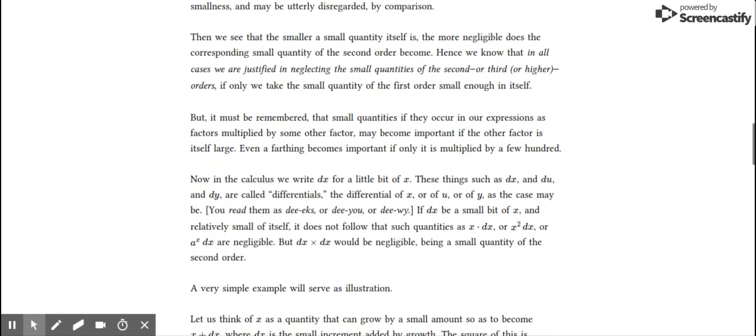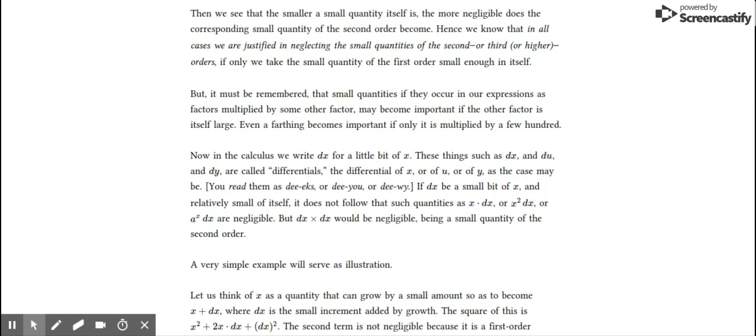Then we see that the smaller a small quantity itself is, the more negligible does the corresponding small quantity of the second order become. Hence, we know that in all cases we are justified in neglecting the small quantities of the second or third or higher orders, if only we take the small quantity of the first order small enough in itself. But it must be remembered that small quantities, if they occur in our expressions as factors multiplied by some other factor, may become important if the other factor is itself large. Even a farthing becomes important if only it is multiplied by a few hundred.